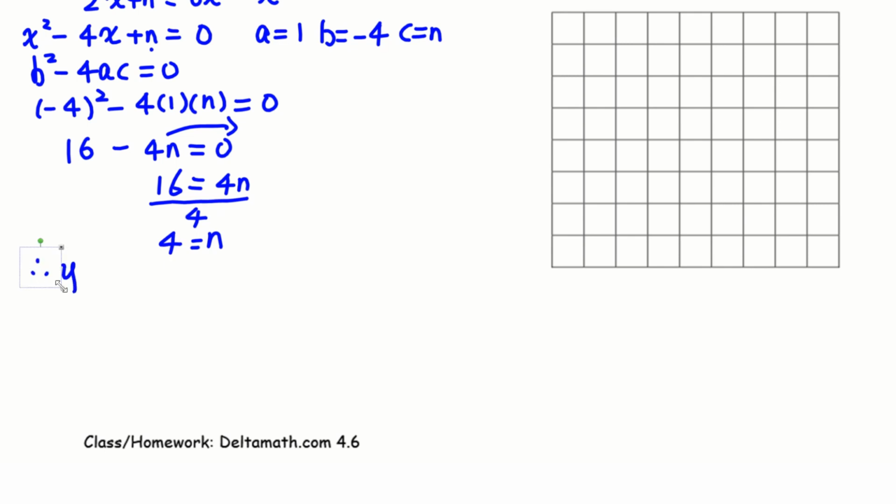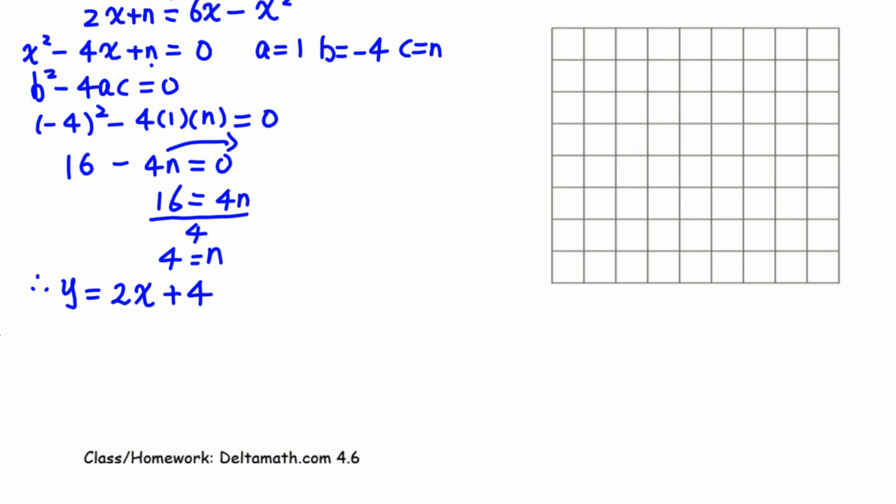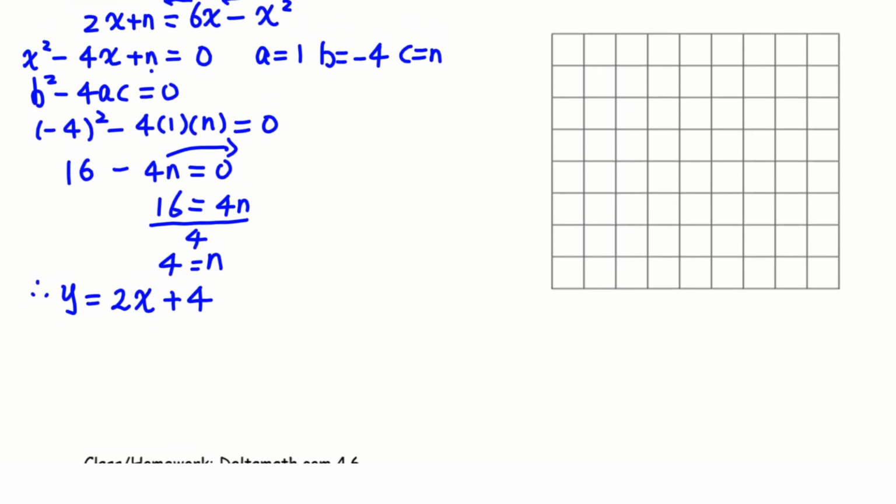Now we have the equation of the line: slope is 2, y-intercept is 4. So we solve this equation for the point of intersection with f of x. You will have one point of intersection because b squared minus 4ac is 0. So we call this line a tangent. One point of intersection, so y equals 2x plus 4 is a tangent.